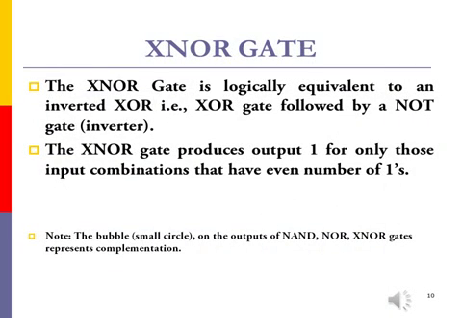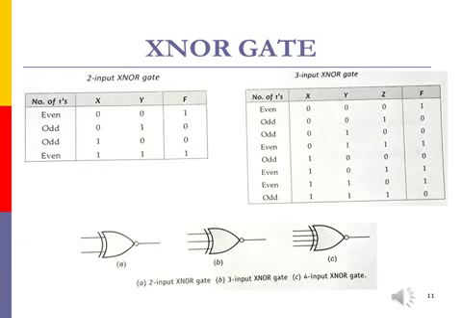The XNOR gate is logically equivalent to an inverted XOR gate, so the XOR gate followed by the NOT gate. The XNOR gate produces output 1 for only those input combinations that have an even number of 1s. The small circle, the bubble, on the output of the NAND gate, NOR gate and XNOR gate represents complementation. Here the 2 input and 3 input XNOR gate truth tables are given. The logical symbol for the XNOR gate is given for 2 input, 3 input and 4 input.